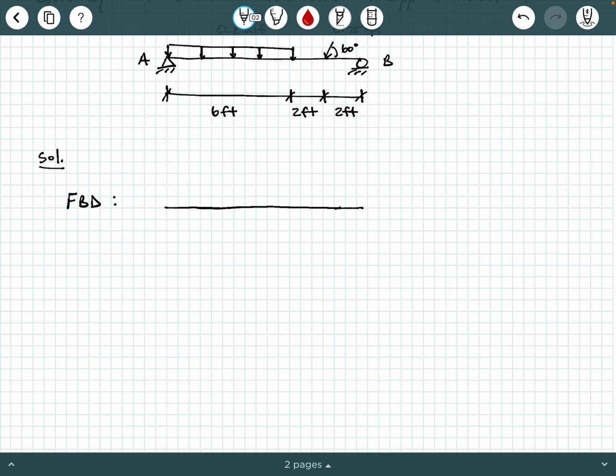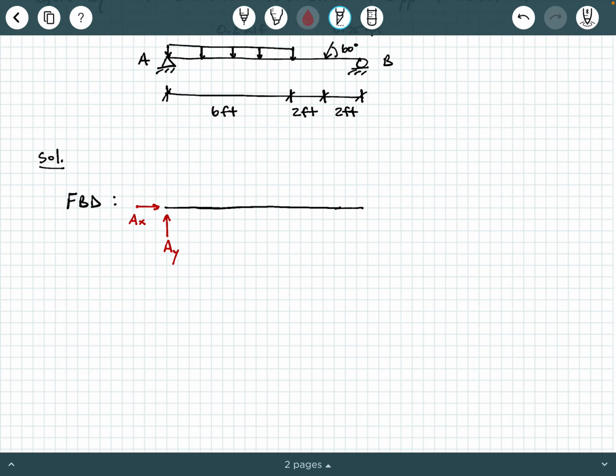So at point A, what do we have at point A? We have an external support reaction that's a pin. So a pin has two forces that generate a reaction. We have a vertical force reaction that we can call AY, and we have a horizontal force reaction that we can call AX. And then at the opposite side, we have this roller.